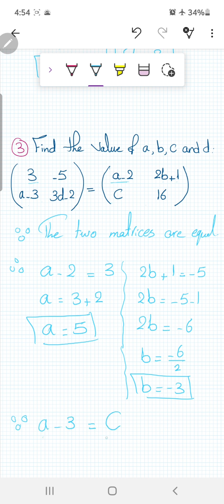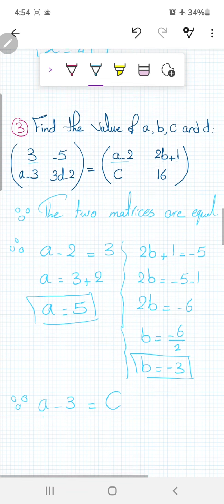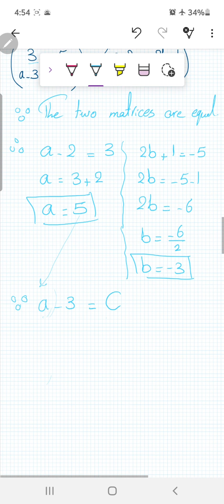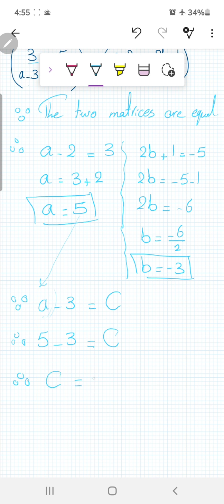Here we have two unknowns. We already have the value of a, which is 5. So substituting a equals 5, we get 5 minus 3 equals c. So we get c equals 2.